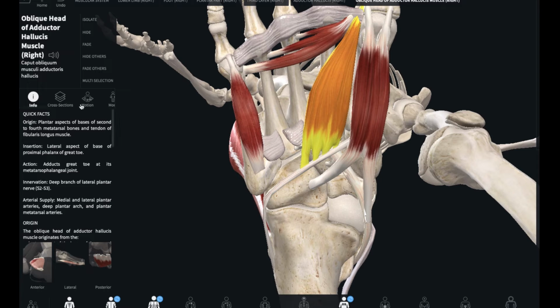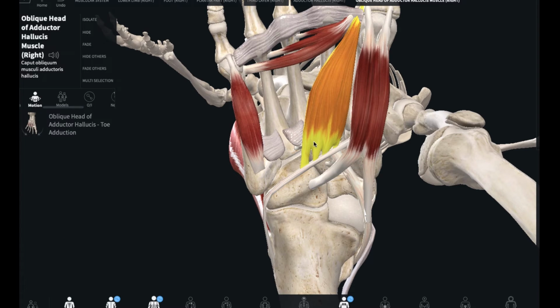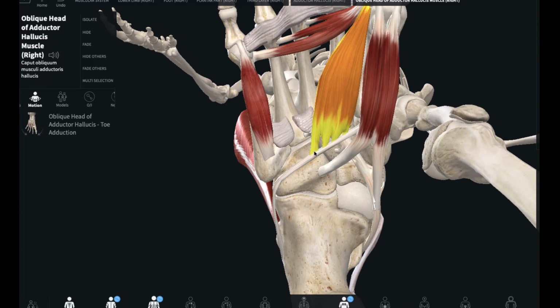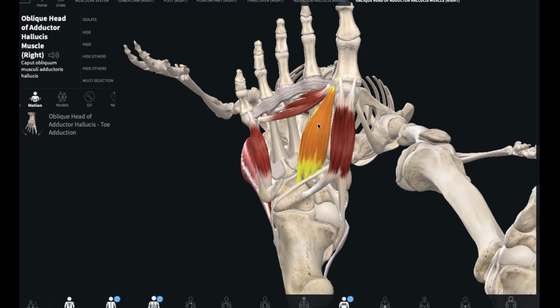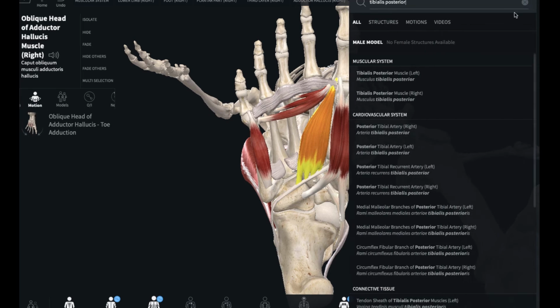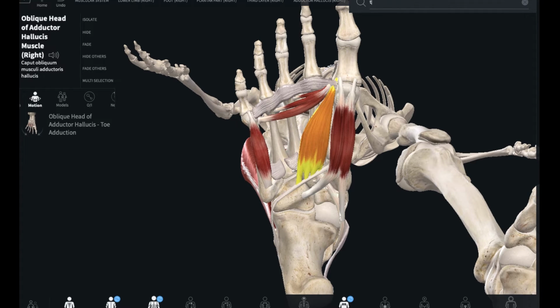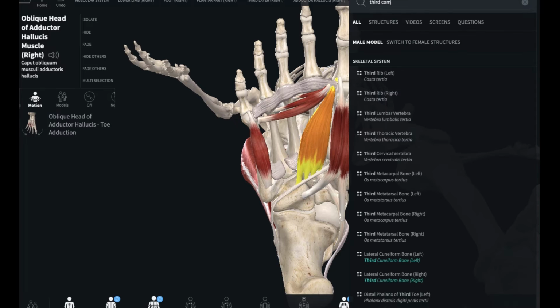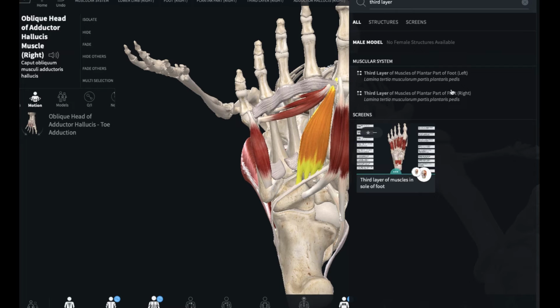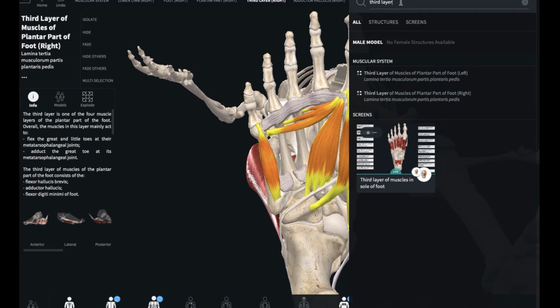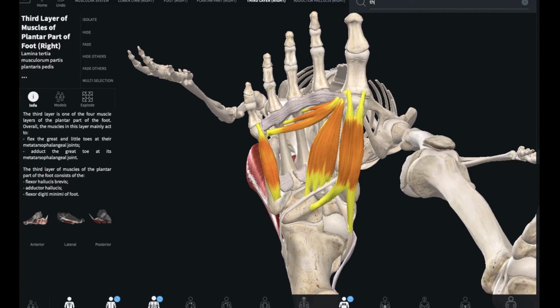Interesting. I wonder what. Anyways, I'm sure it'll show eventually. Let's move on. I think it was the third layer. Was it the third layer of the foot? No, we're already there. Okay, we're on the last layer. That's awesome.